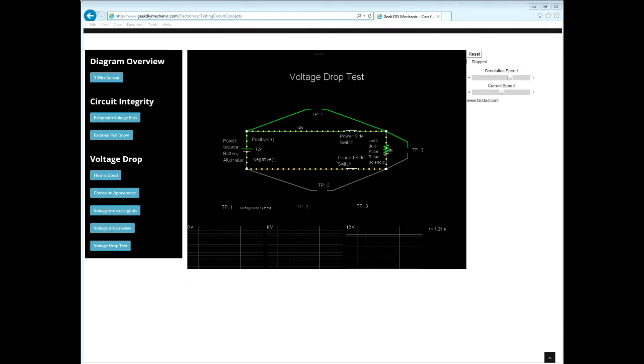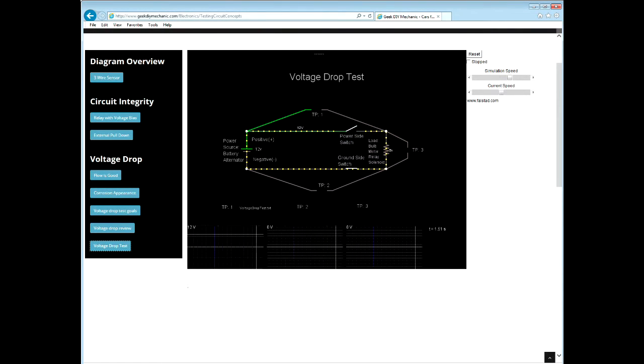Before seeing how corrosion can affect a circuit, let's just play around and see why current must be flowing to perform a voltage drop test. I know I'm harping on this current flow, but this is the most common mistake when executing this test. So bear with me. Hopefully you'll remember that. Let's start by flipping the power side switch.